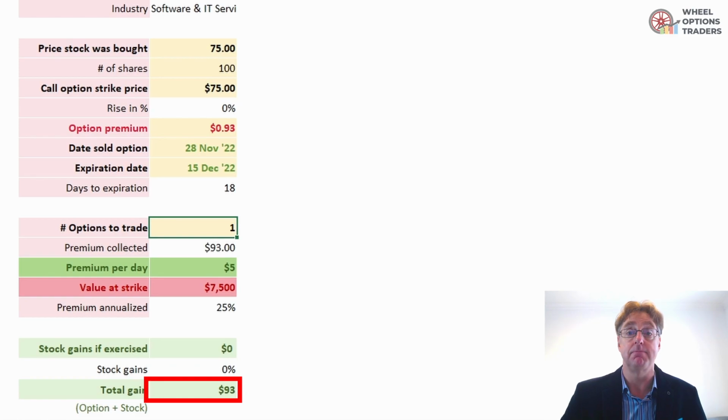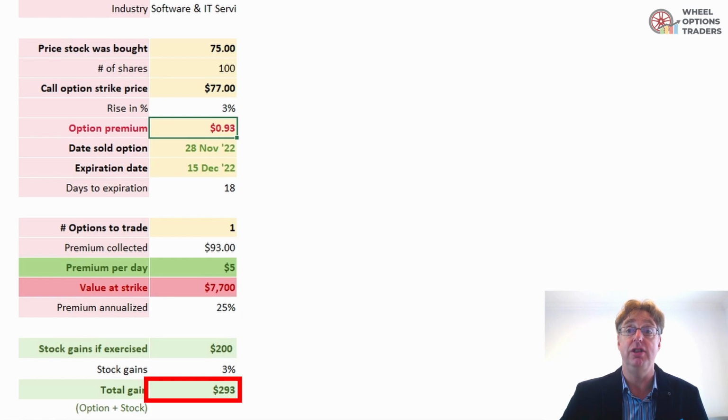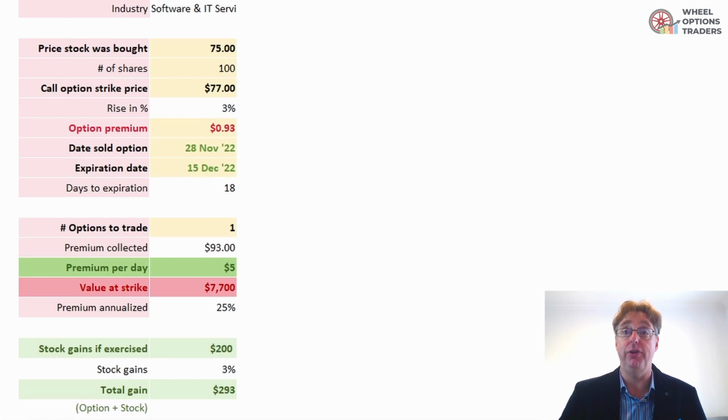Okay, let's see what happens when we raise the strike price a little, say from $75 to $77. Okay, so now we make a total gain of $293. The premium plus an extra $200 from the profit of the sale of the stock. We bought 100 shares for $75 per share and we sell for $77 per share. Looking at this, we've got a really good overview of the potential trade. We can now try out different metrics, try different expiration dates, premiums, and strike prices until we come up with a combination we are happy with.